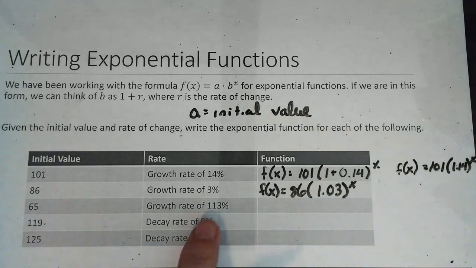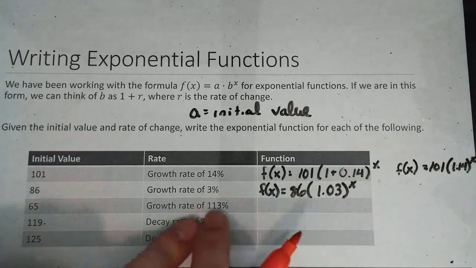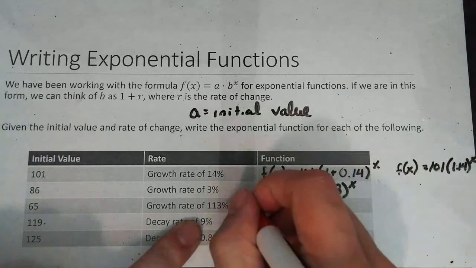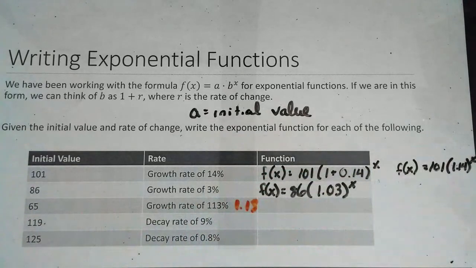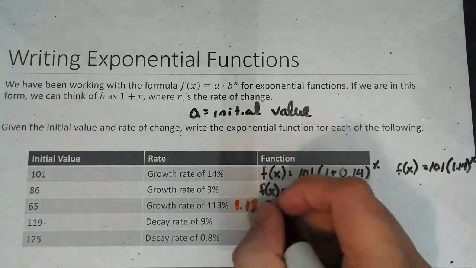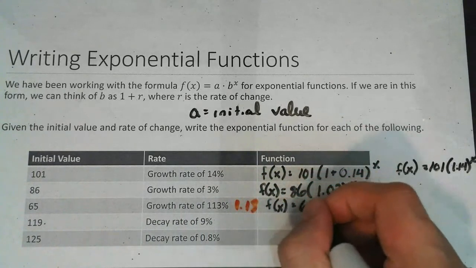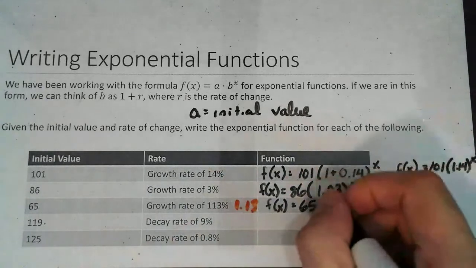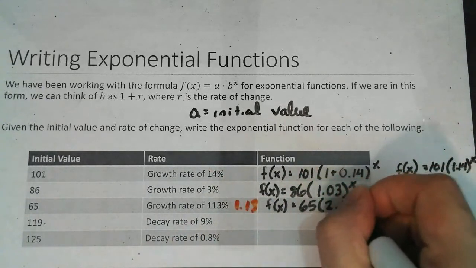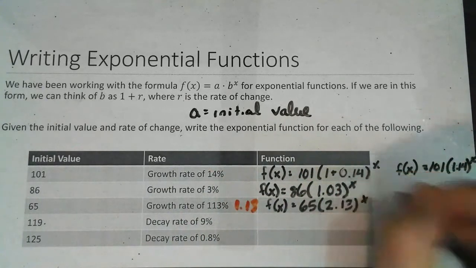Next up, we're going to have a growth rate of 113%. Let's think about that for a second. This as a decimal is 1.13. So when I do my b value, I'm going to have to take 1 plus 1.13. So that means my function is going to be f of x is equal to 65 times 1 plus 1.13, which is 2.13, and that'll be raised to the x power.